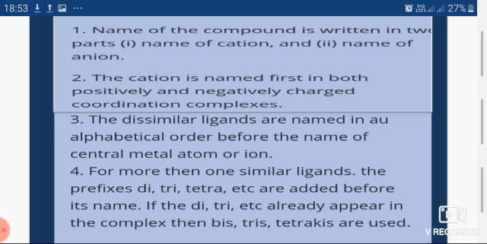Firstly, consider your complex contains amino group, then chloro group, and along with that your bromo group. At that time you take firstly the name of amino group, then bromo group, and then chloro group. In this fashion, if your complex contains two or more ligands, at that time you give the name to it in alphabetical order.